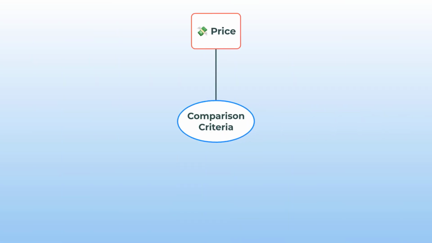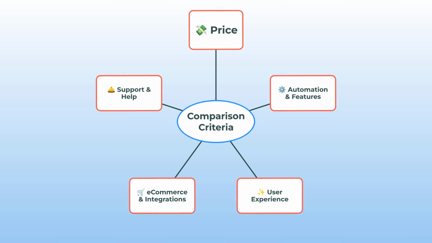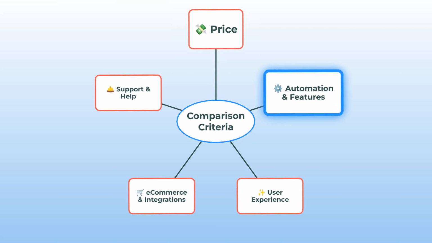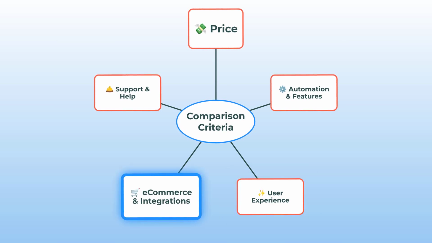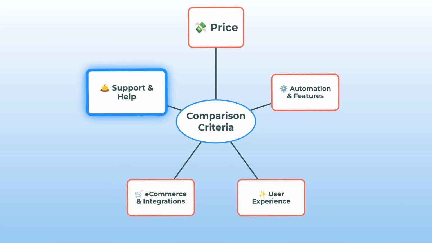Here's the game plan. We're going to pit Moosend and MailerLite head-to-head in 5 main categories: price, automation and features, user experience, e-commerce and integrations, and support and help. Got it? All right, let's jump into each one.